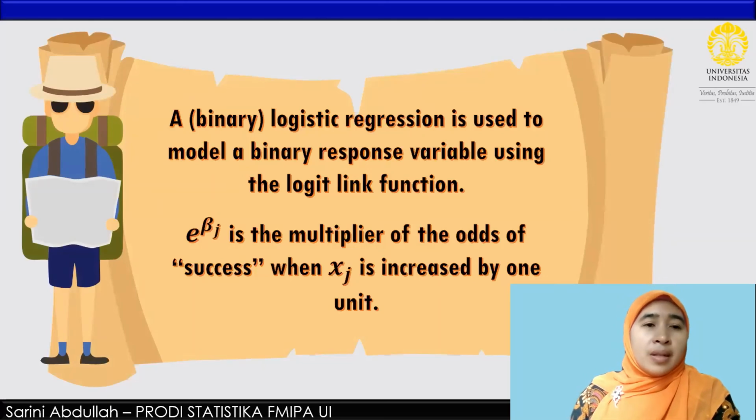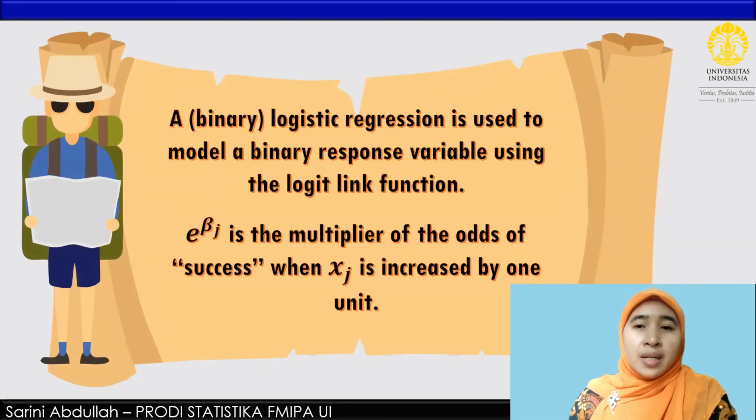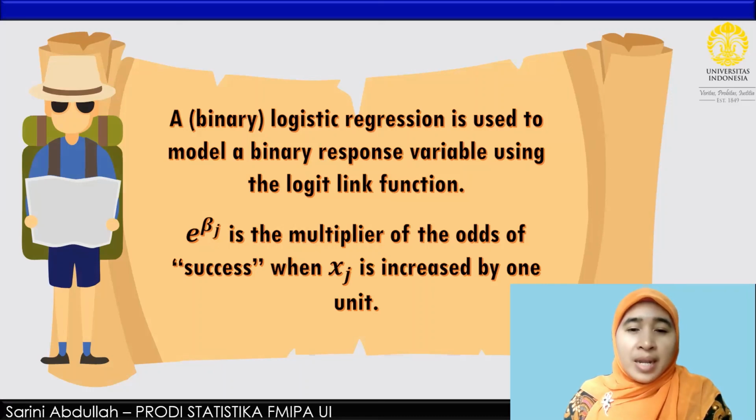To sum up, a binary logistic regression is used to model a binary response variable using the logistic function, and e to the power of beta j is the multiplier of the odds of success when xj is increased by 1 unit.